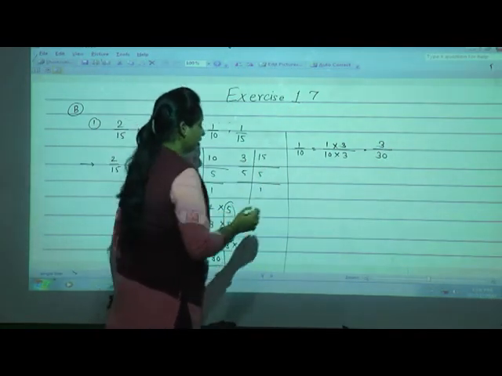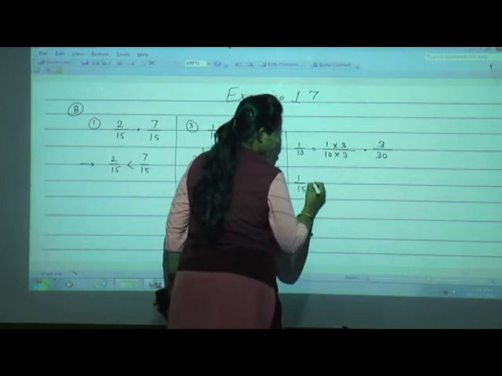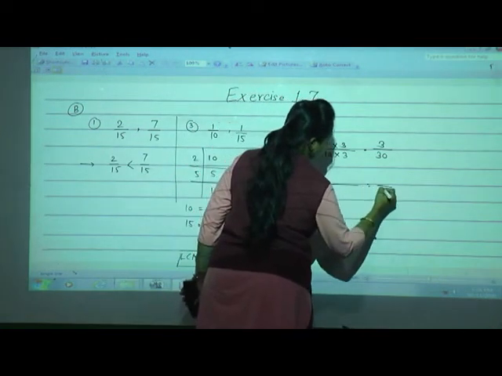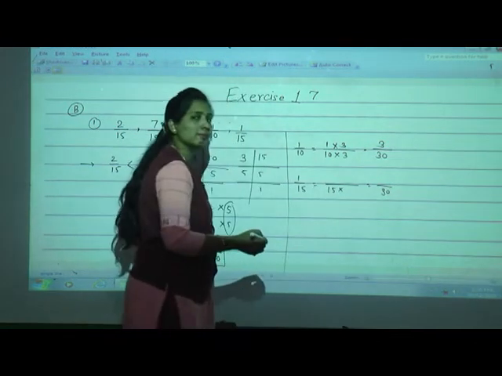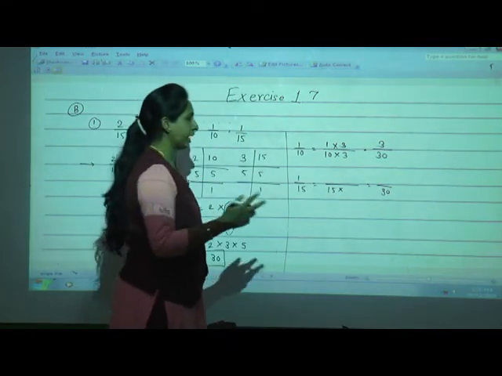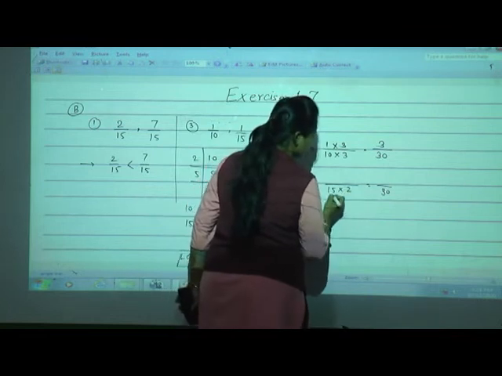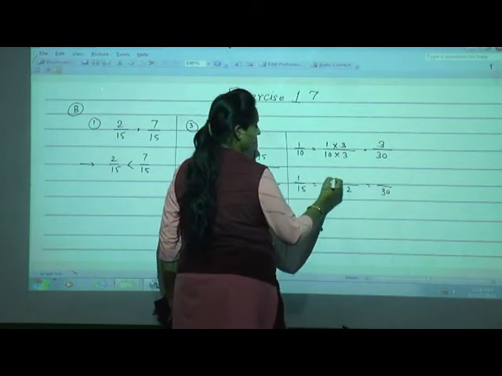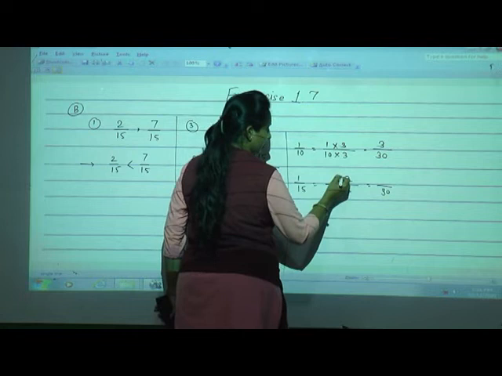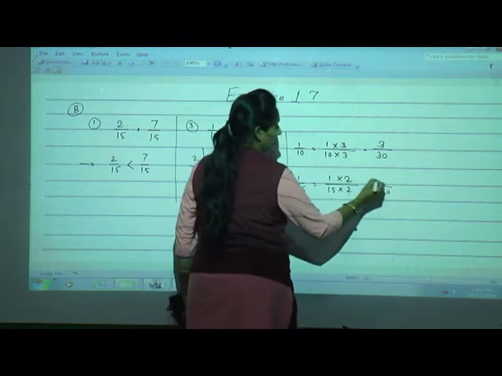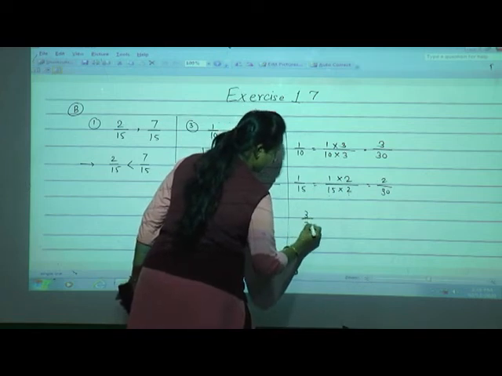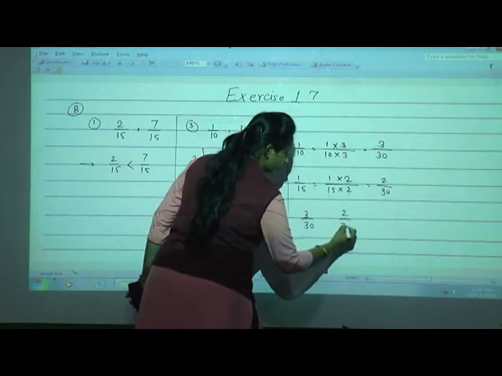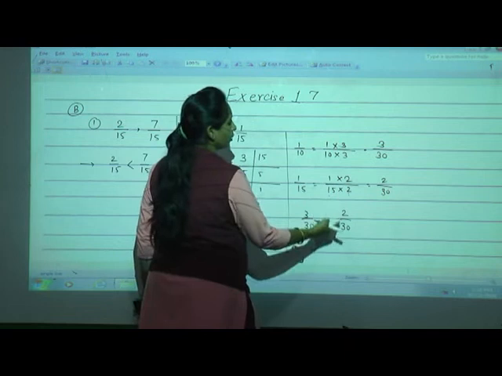The second one, 1 upon 15. The denominator should be 30. So here 15 is there. 15 multiplied by 2, 15 2s are 30. And here the same number we have to multiply with 1. 1 2s are 2. So what are the numbers? 3 upon 30, 2 upon 30. Which is smaller? 2 upon 30.